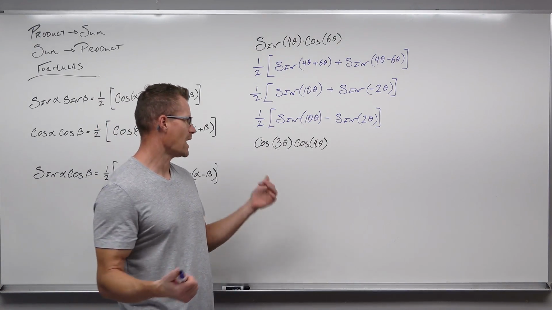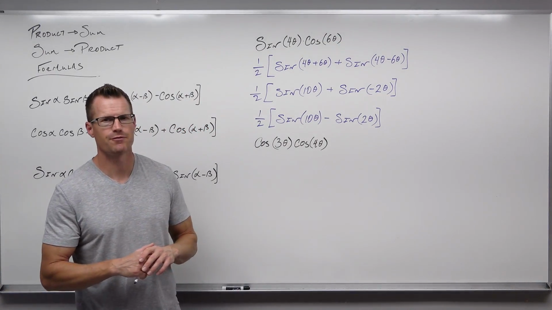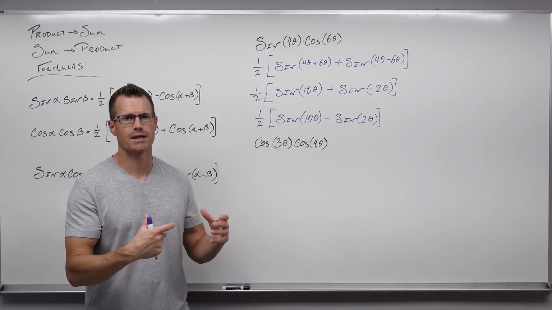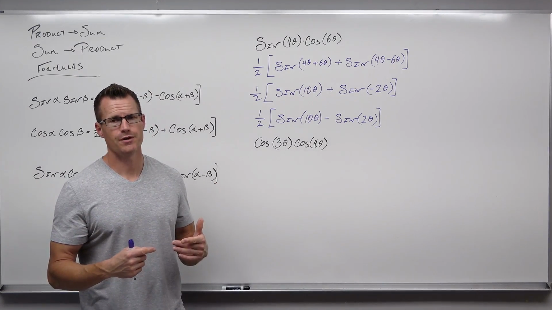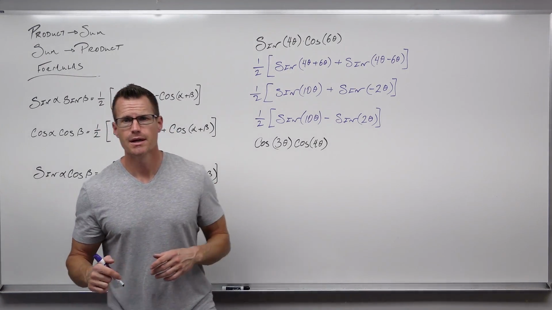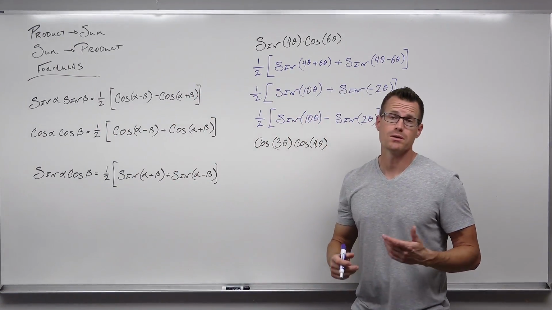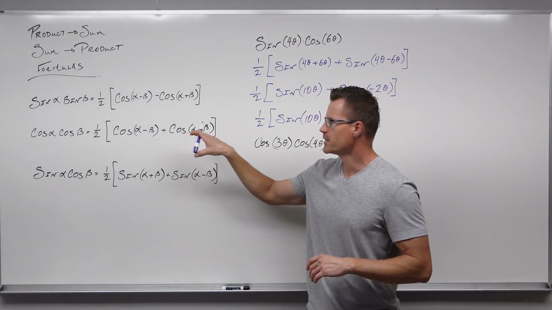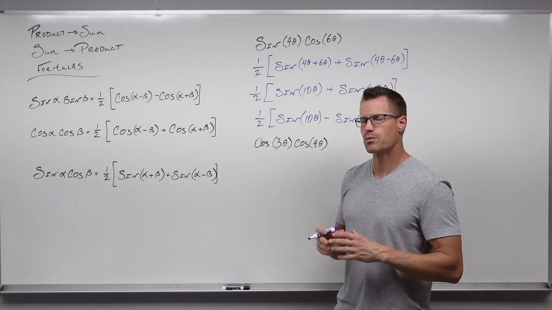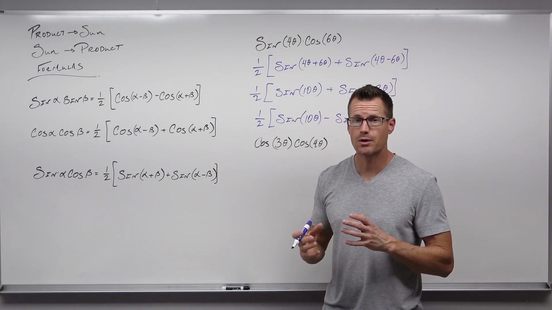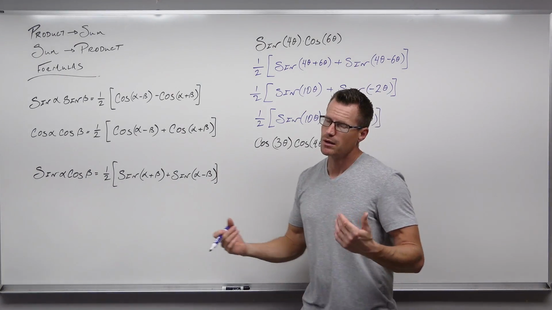Okay, one last one. How about cosine 3 theta times cosine 4 theta? We see a cosine times a cosine again. Really, you should stop the video and try this on your own. Just pause it. See if you can identify the proper formula to use. See if you can evaluate it appropriately and simplify it. If we run into evenness versus oddness, remember cosine is an even function. Let's give it a try right now.